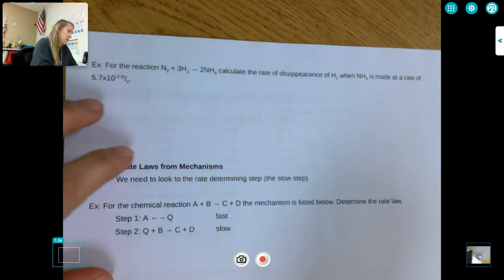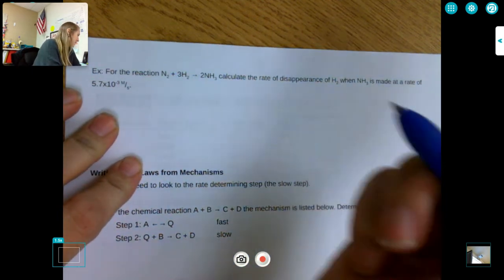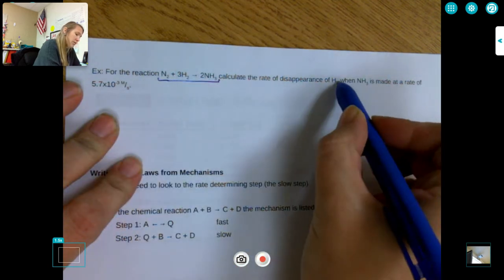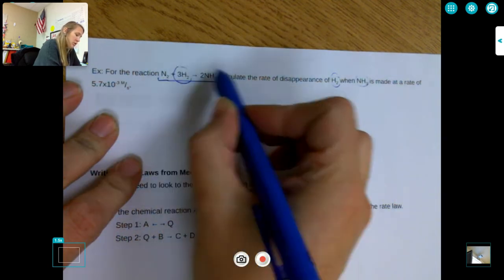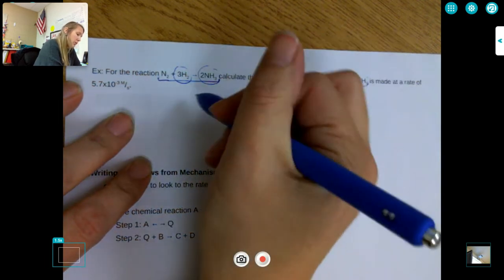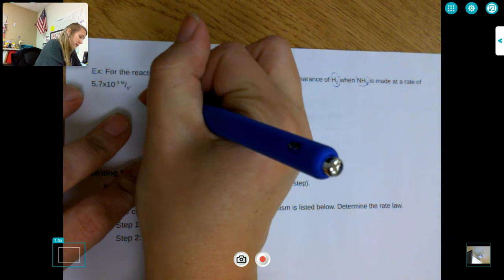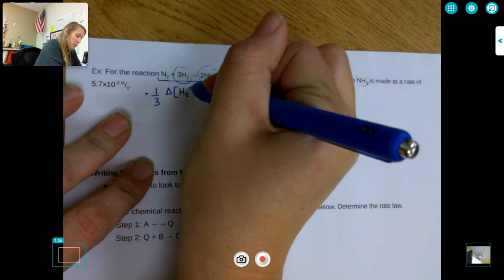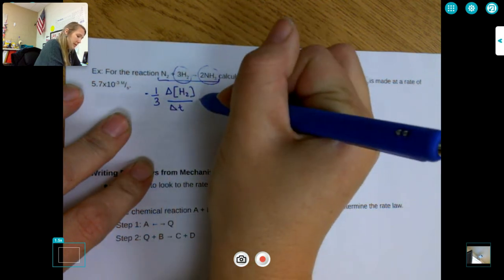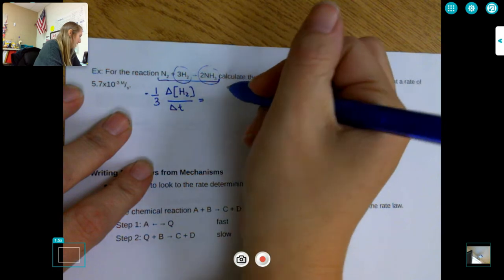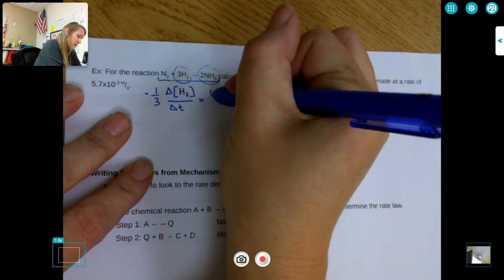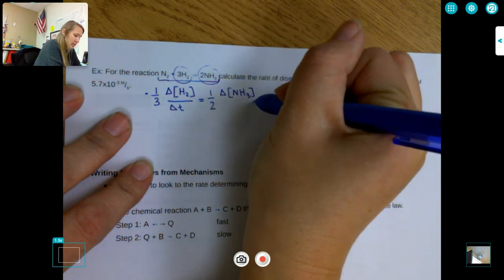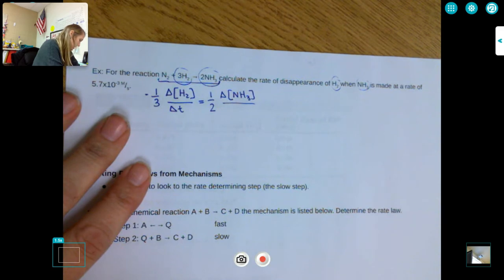All right. Well, first let's write our rates. So we know that we are going to have, based off of our balanced chemical reaction in terms of H2 and NH3, we've got H2 and NH3. So I know that my rate of H2 disappearing is negative 1/3 change in the concentration of H2 over a change in time is equal to my production, so positive change in the concentration of NH3 per change in time.